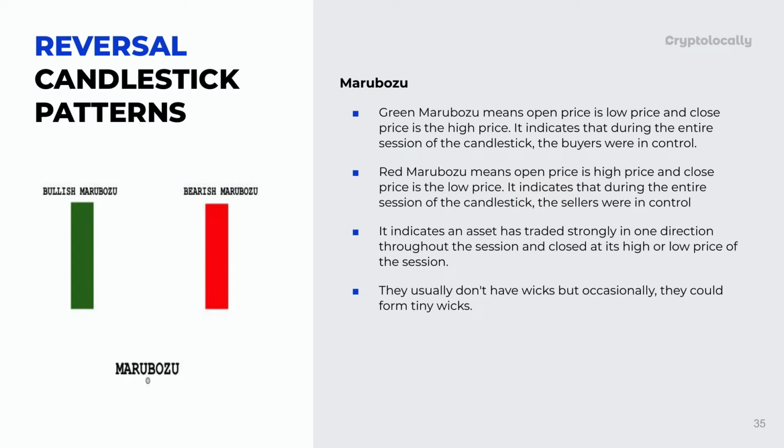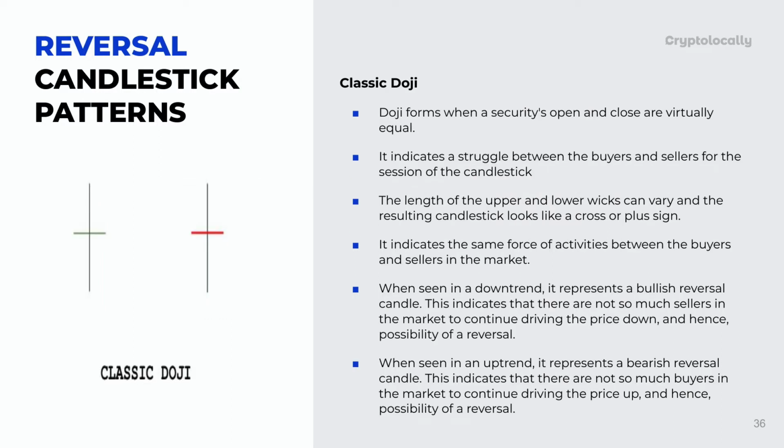And the next one is Doji. So what is a doji? A doji forms when the security's open price and closing price are virtually equal. So this means that the opening price and the closing price will be at the same point. And this also indicates the struggle between buyers and sellers in a trading session.